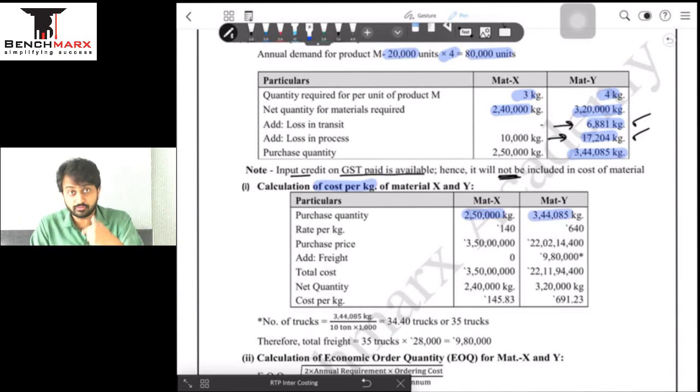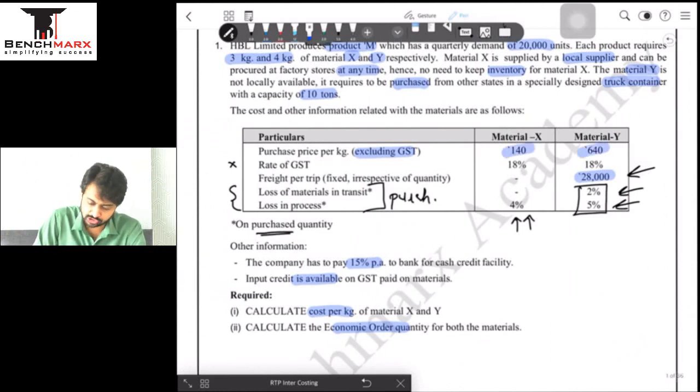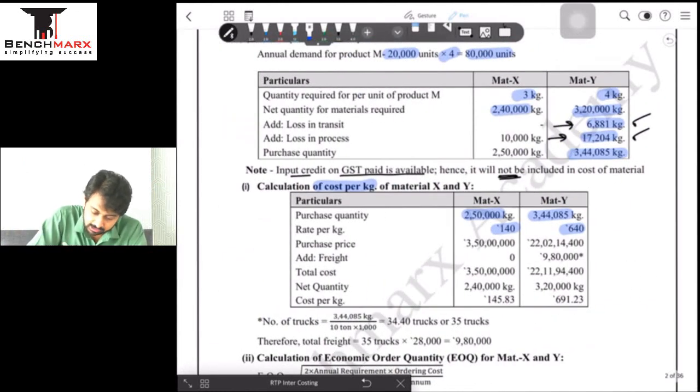You are going to purchase 344 only. The ultimate cost is going to be computed on 3,20,000, but you purchased 344, so the purchase bill is going to depend on the gross amount of purchase. Whether the loss happened or not is secondary; money from your pocket goes on 344. So I should take 344 as a base. One more reason why I need to find out my gross materials purchased. Okay, rate per kg is given as 140 and 640, that is directly given to us here, so no tension. Okay, purchase price is definitely this, after multiplying, 350 and 22 whatever.